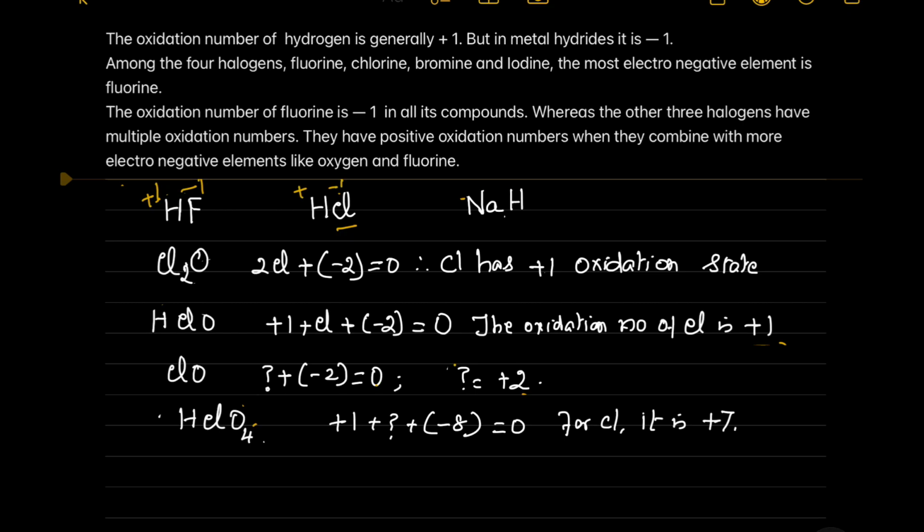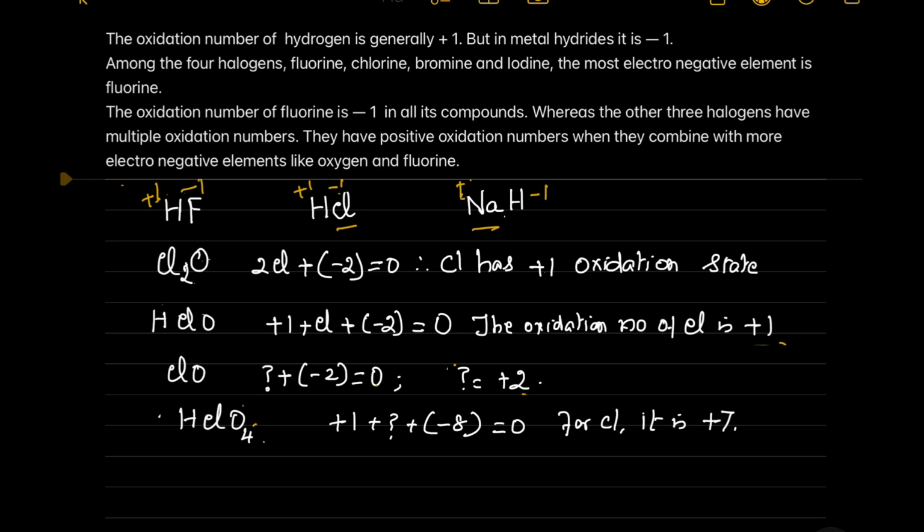In sodium hydride, sodium is a highly electropositive element. So, when hydrogen combines with highly electropositive metals like sodium to form hydrides, the oxidation number of hydrogen is -1.